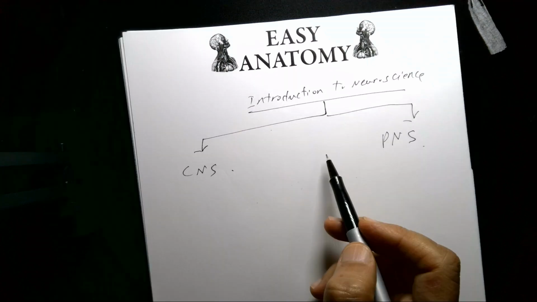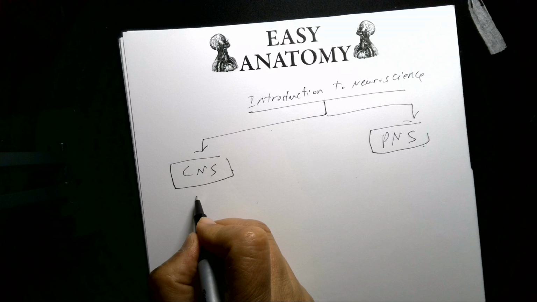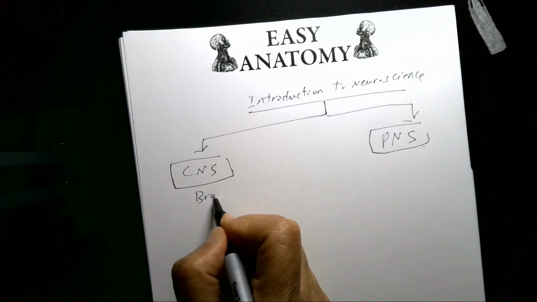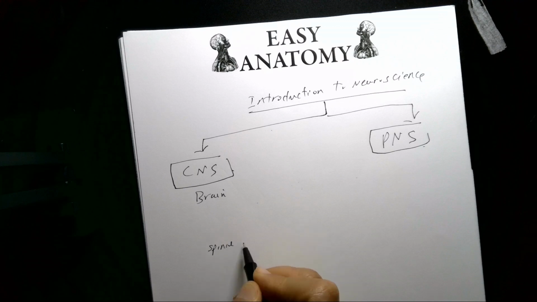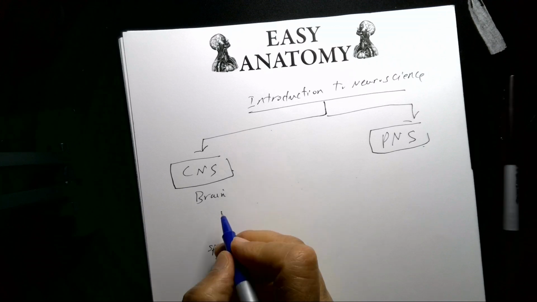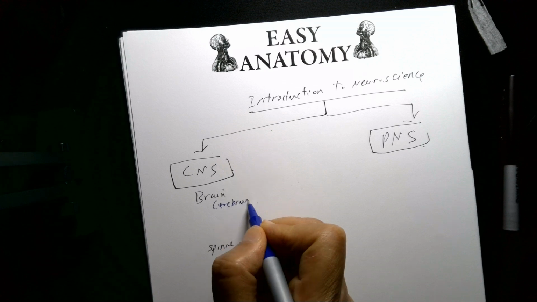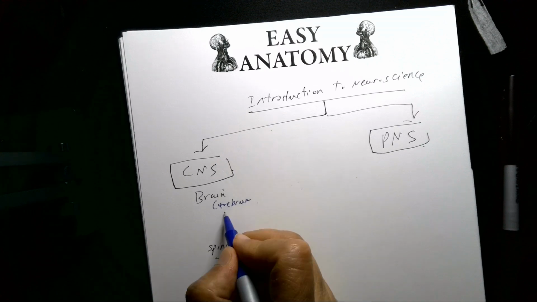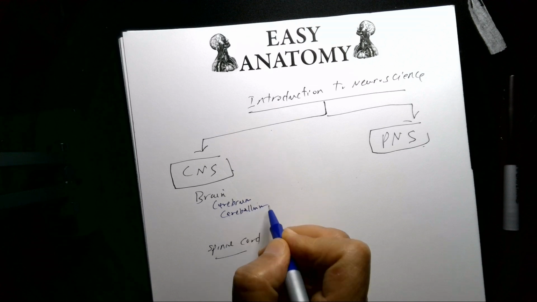Let me give you a brief introduction to neuroscience. The nervous system is divided into central and peripheral. The central nervous system is the brain and spinal cord. And under the brain you have the cerebrum, the cerebellum, and the brainstem.